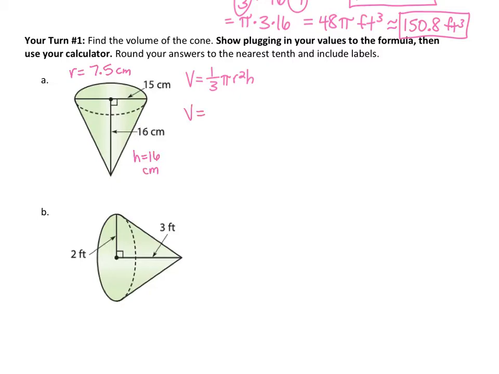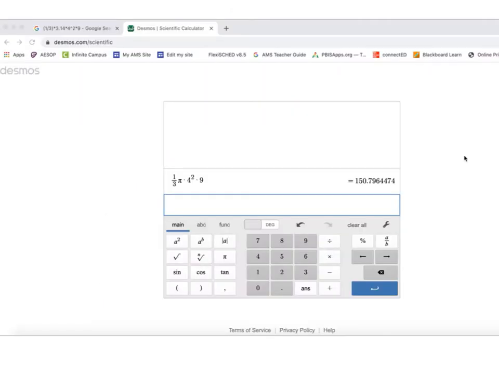I'm going to do it two ways. I'll use 3.14 for pi and then actual pi. I like to use actual pi first since that's more precise, more accurate. Okay, so then times, I'm going to go ahead and put that in parentheses, 7.5 squared times our height, which is 16. So let's go ahead and plug this into the calculator.